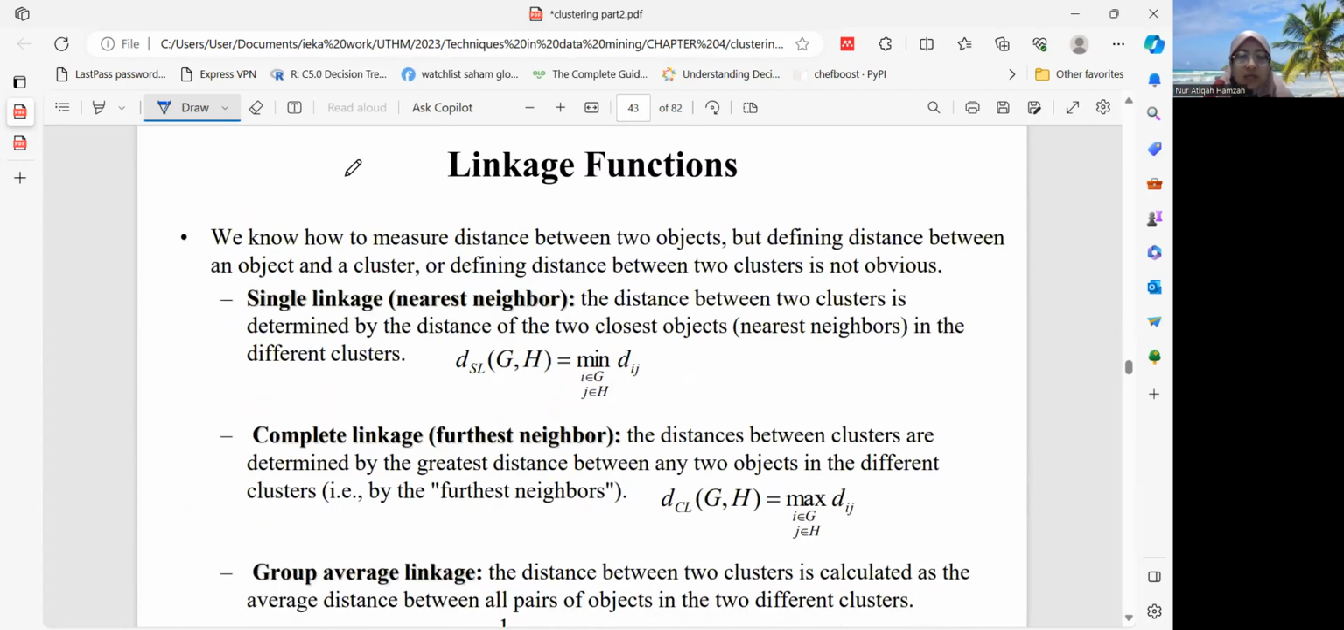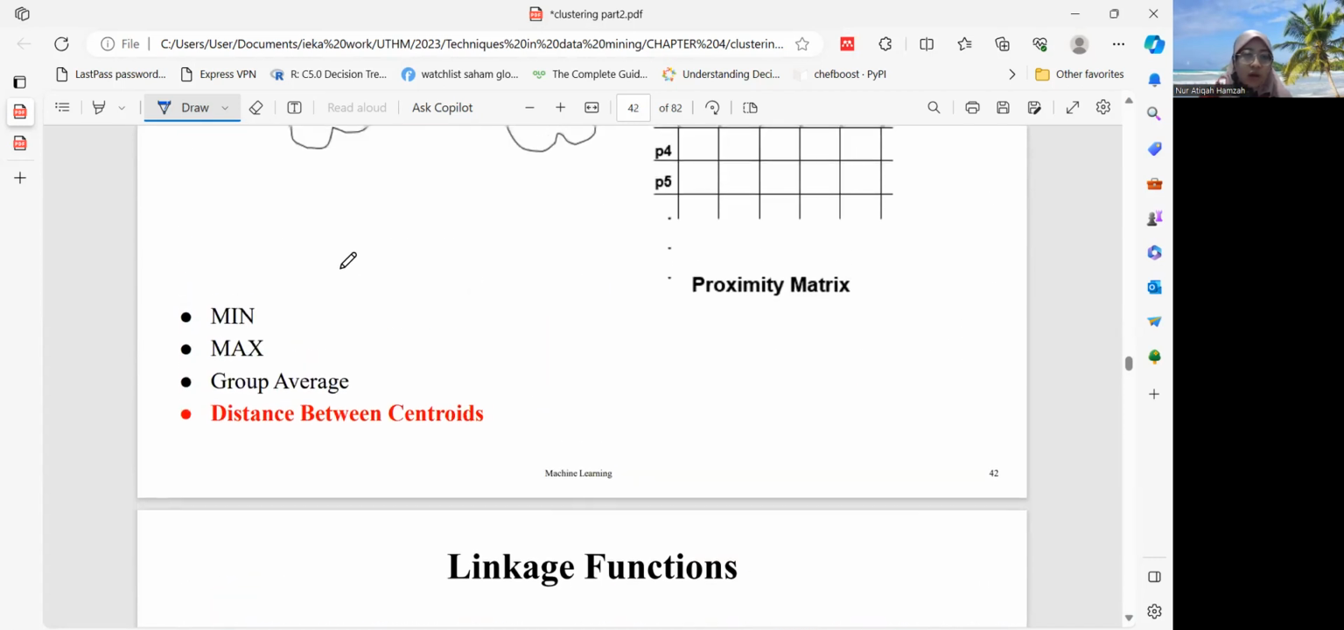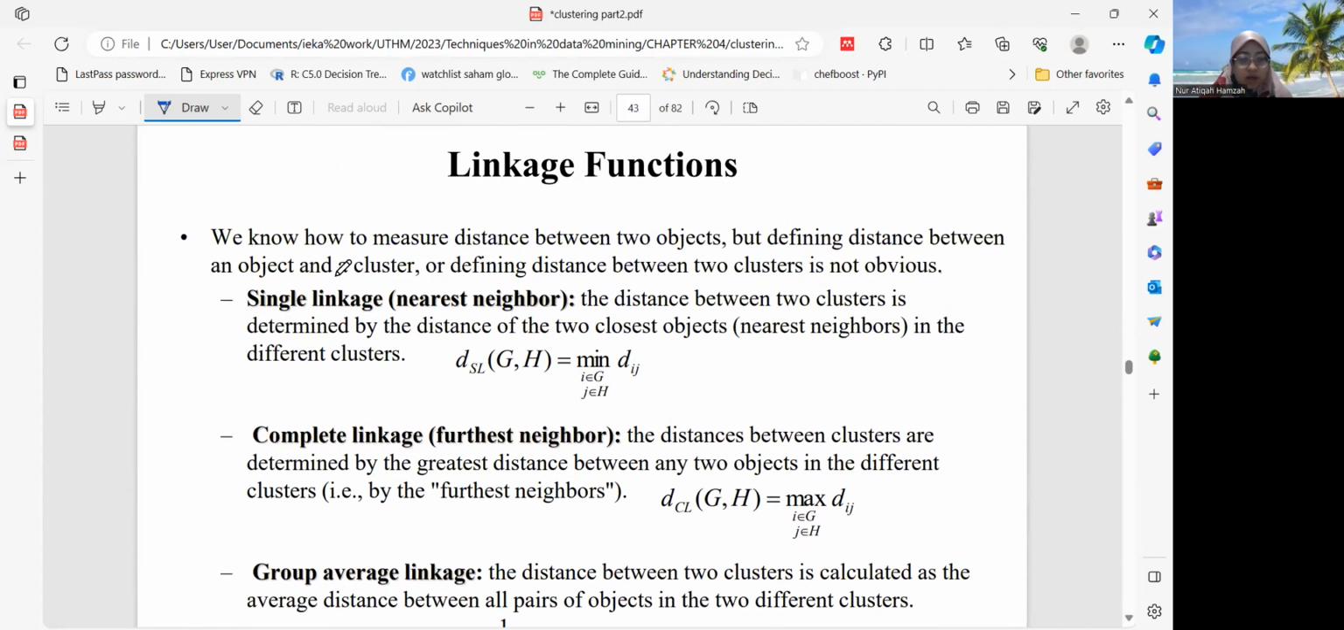So let's see the linkage function that we have seen at the previous slide. For linkage function, we know how to measure distance between two objects, but defining distance between an object and a cluster, or between two clusters, is not obvious. So we have single linkage. In single linkage, the distance between two clusters is determined by the distance of the two objects in the different clusters. So it uses the minimum distance.